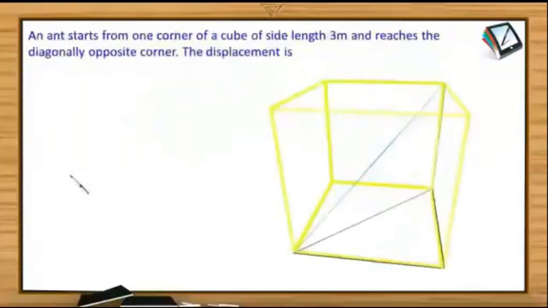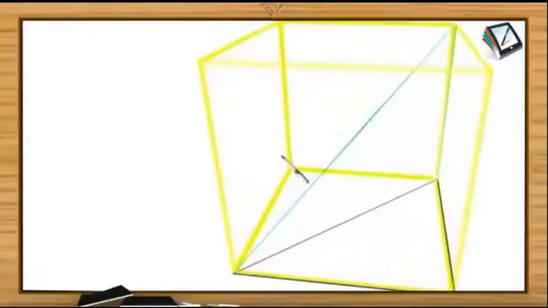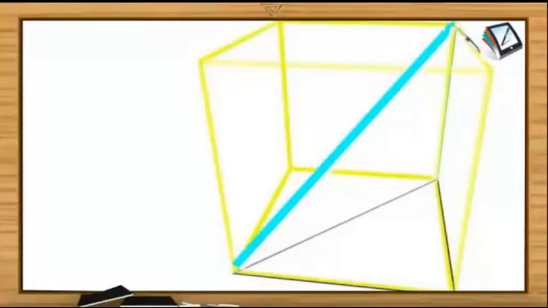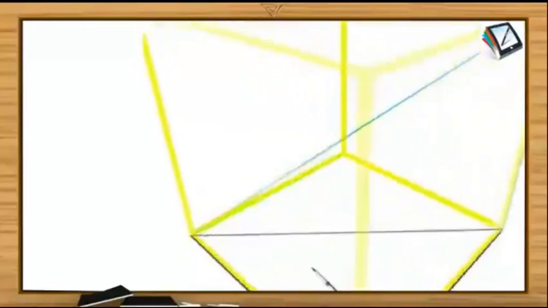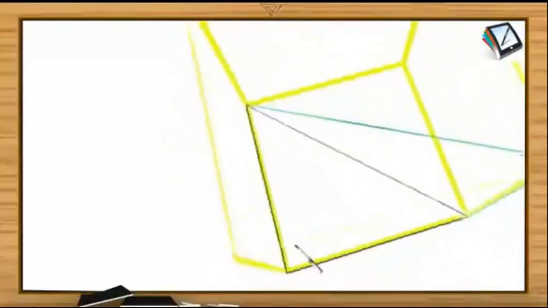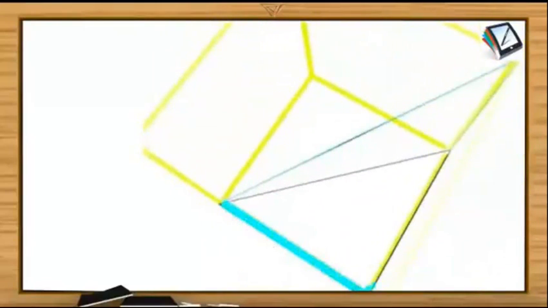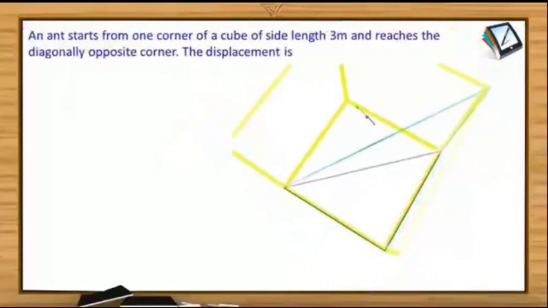Okay. So next question, here it is, an ant starts from one corner of a cube of side length 3 meter. This is a cube of side length 3 meter and reaches the diagonally opposite corner here. Suppose it starts from this point and reaches diagonally opposite corner somewhere here. So we have to find the displacement. So as you can see here that inside a cube, clearly see that these two lines are perpendicular. So using these two lines, we can find its value. It becomes what? 3 root 2.